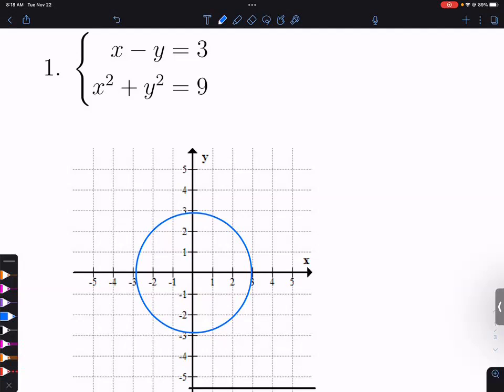Can you do elimination with this? Can I add or subtract those together in a way that's going to make something go away? No, because x and x squared are not like terms, so you don't combine them if you add or subtract. Y and y squared are not like terms, so you don't combine them when you add or subtract. That means elimination is not going to work here. That means I have to do some kind of substitution.